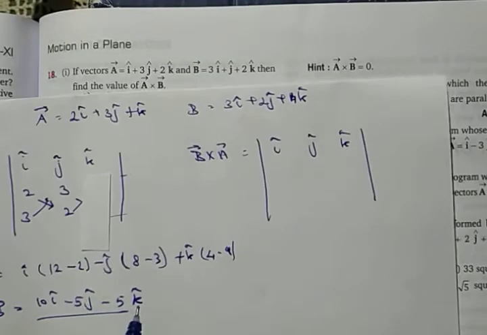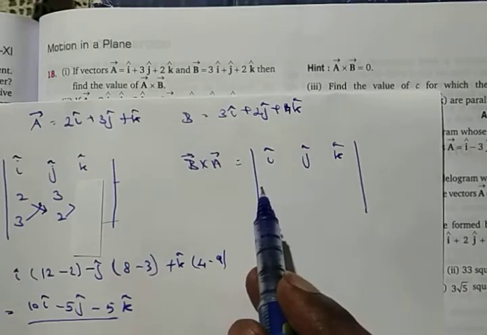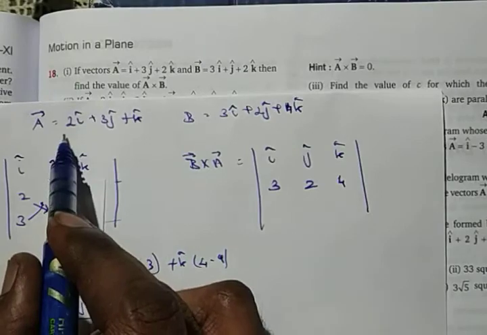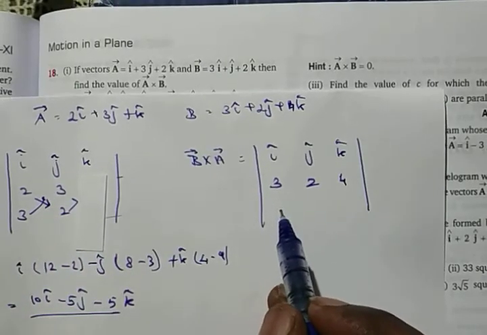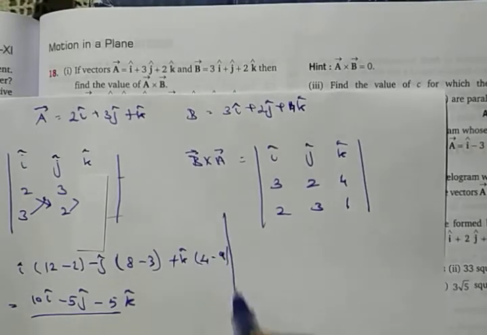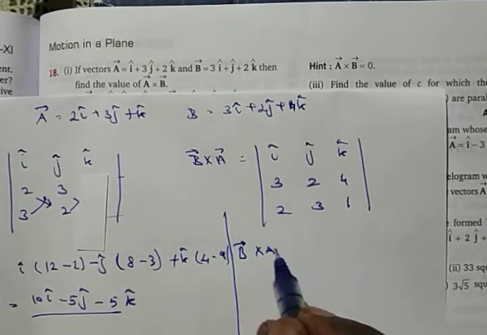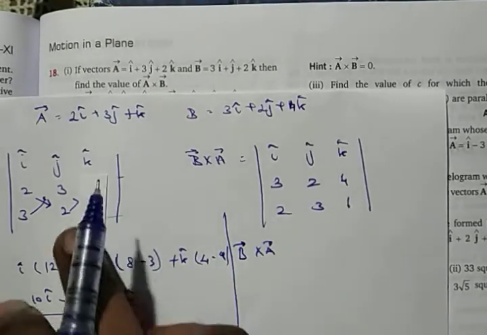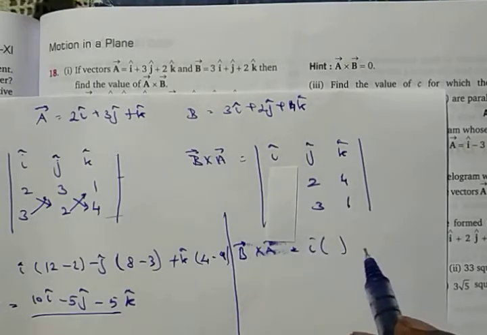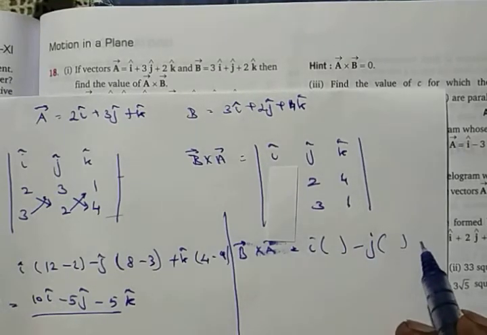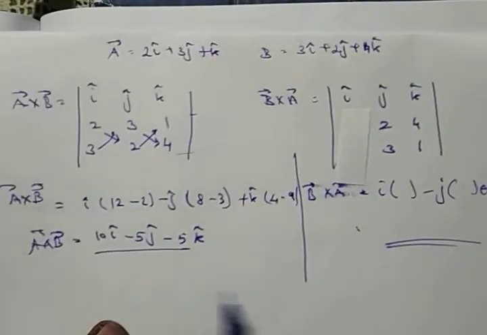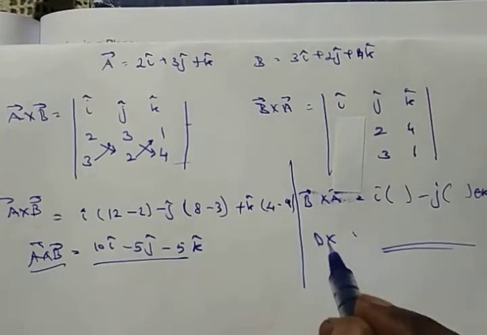Now what is the way to do B cross A? The first row you need to put the B vector, 3, 2, 4, and then in the second row you need to put the A vector, that is 2, 3, and 1. For B cross A, you do the same thing once again. Hide this one and find the value. So i cap, and then minus j cap, and then plus k cap. So put the values, you will get a vector. So A cross B you will get, and B cross A you will get.